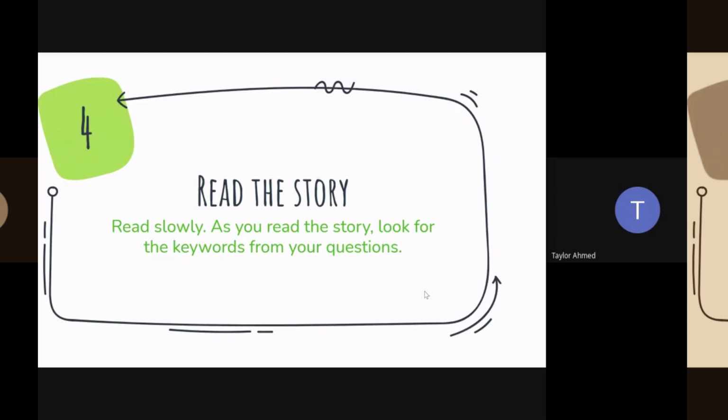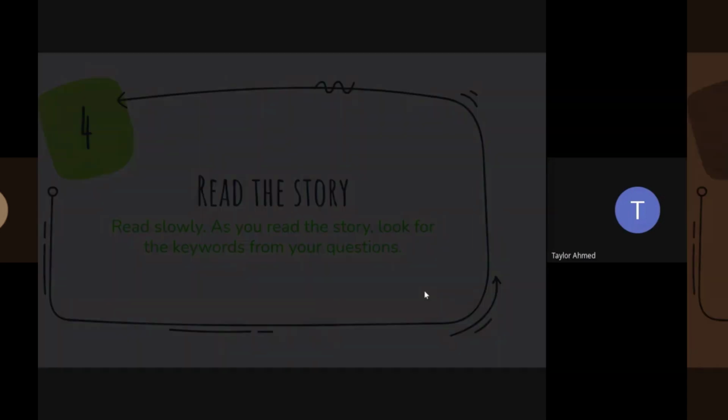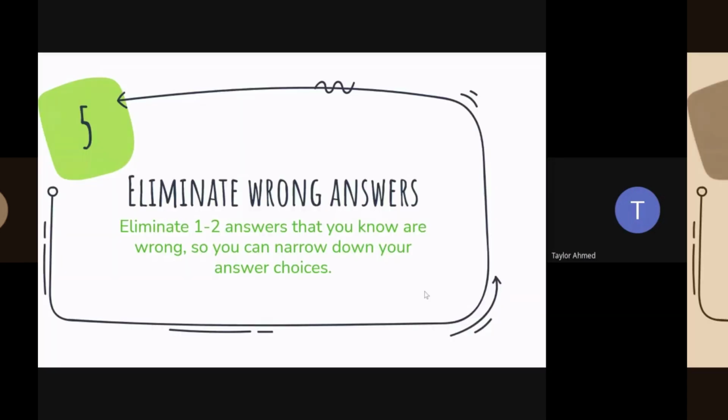R, which is read the story, right? We want to make sure we're reading slowly. And as we're reading, being mindful of those keywords that we underlined in our questions. Those are going to give us hints and clues as to where to find the answers. After reading the story, you'll go back to your questions and look at them again. And this time, when you look at them, you'll also be looking at the answers.